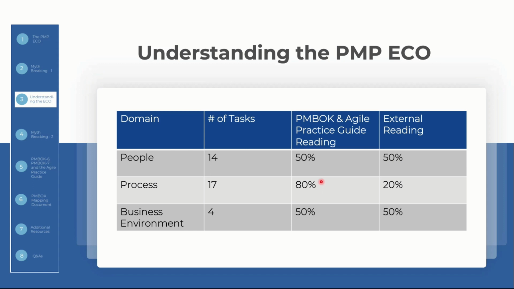But if you see for process, about 80% of the topics are already covered in the PMBOK and Agile Practice Guide, and about 20% you still need to refer to external resources. And the same for business environment, the split is 50-50.